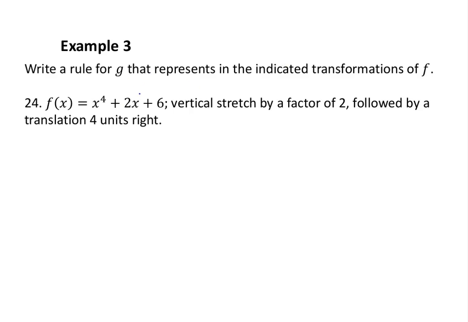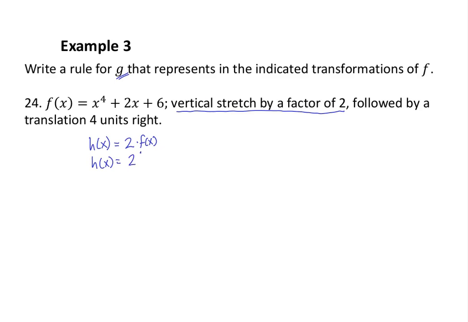Example 3. Now we have to actually write a rule given the transformations that are written out as sentences. So we start off with this f of x. We're going to vertically stretch it by a factor of 2. So that's going to be the first thing I'm going to do. I'll show that work in blue. It's not going to be my final answer, so our final answer has to be g. I'll use function h as kind of like, I call this one a stepping stone function. So a vertical stretch by a factor of 2 means twice as tall. So I'm going to take 2 times f of x to make that happen.